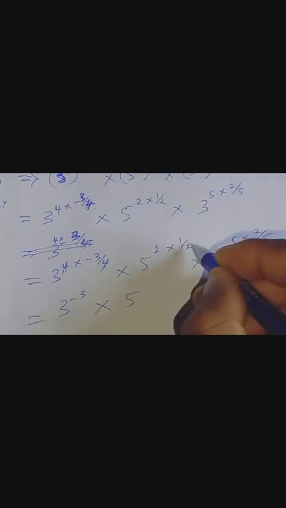That 4 cancels 4, and then times 5. These 2 will cancel these 2, and then we're left with 5 raised to the power 1. In mathematics, we don't always write raised to the power 1 times, and then here again 5 can cancel this 5. Then we're left with 3.